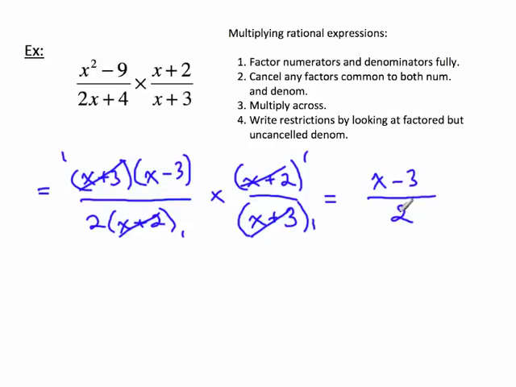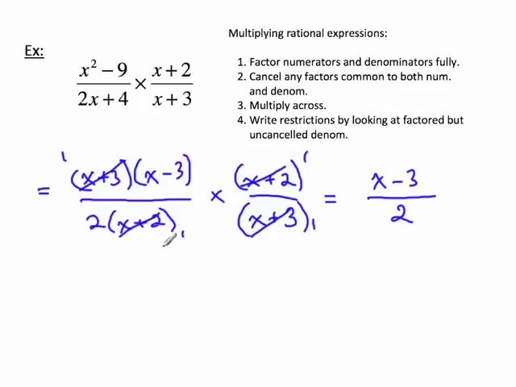So that's our answer. However, we still have to write restrictions. So remember that we write our restrictions by looking at the factored but uncancelled denominators. So we have to look back at this step, not this step. If you look at this step, you'll say, well, there's nothing that would make this denominator 0. It's always going to be 2, so there's no restrictions. But that's not correct. You have to look back at this step to write restrictions for the whole question.